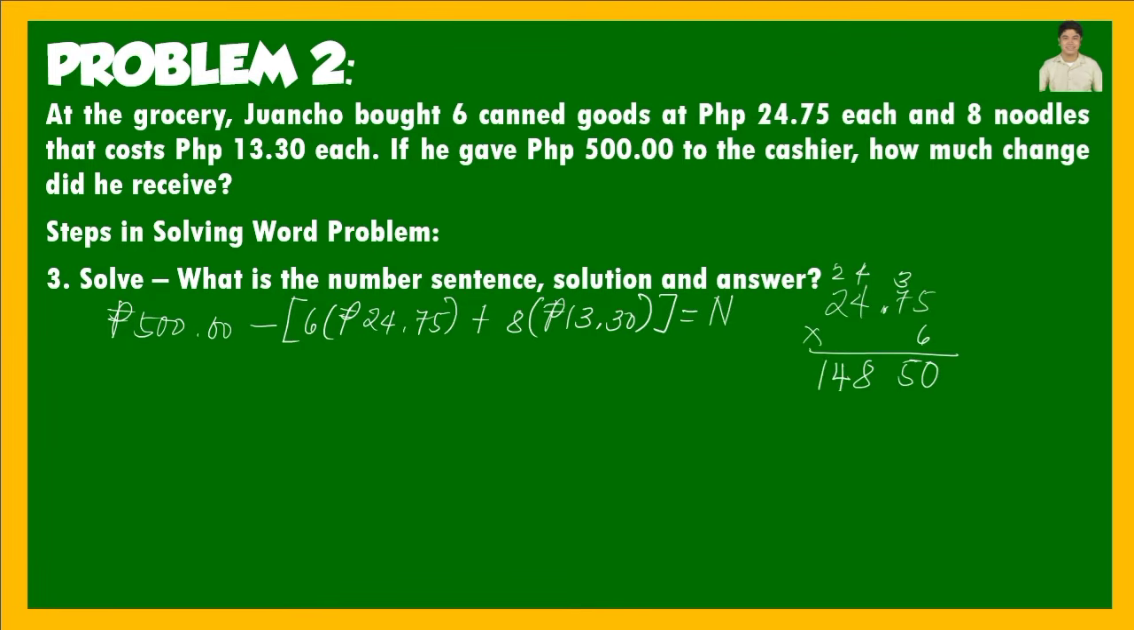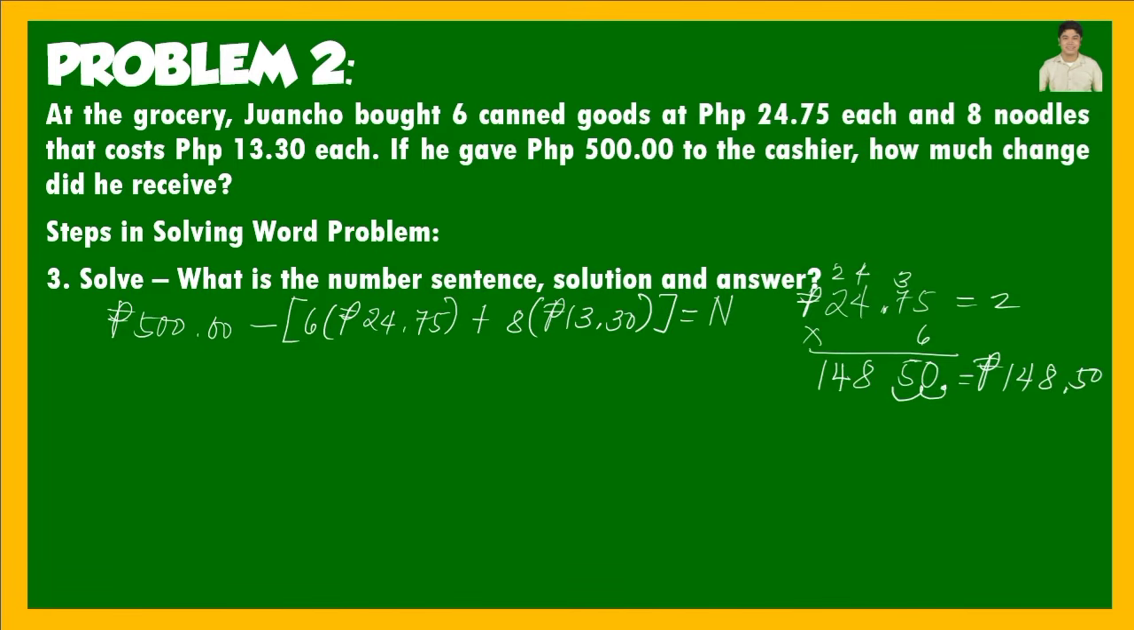And then bilangin natin yung decimal places. So dito sa 24 pesos and 75 cents we have 2. So magmo-move tayo ng 2 decimal places to the left, starting from here, 1, 2. So yung product natin dito is 148 pesos and 50 centavos.